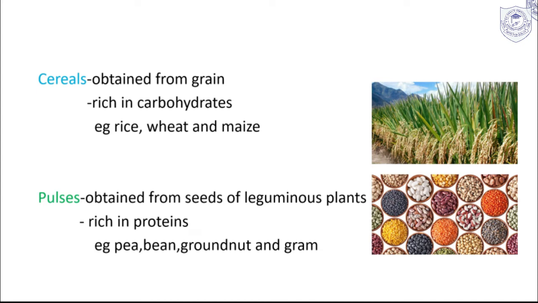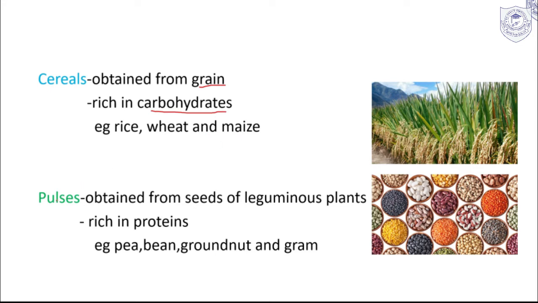Now we'll come to the first source of food from the plants, that is the cereals. Cereals are obtained from grain. Grains are fruits of a plant, okay? And these grains or cereals are rich in carbohydrates. The most important cereals are wheat, rice, and maize.